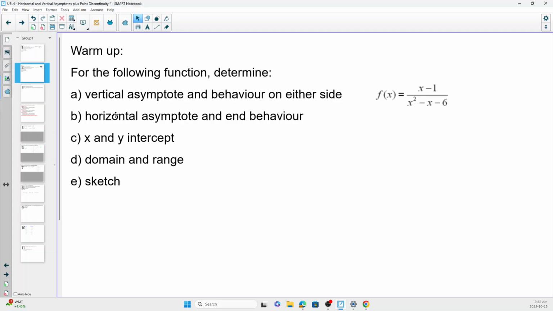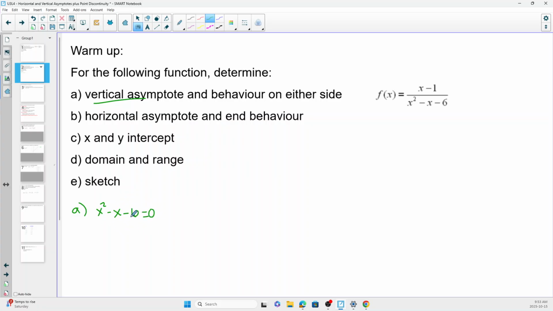So remember that vertical asymptotes still come from solutions of the denominator. We can never divide by 0. So the x values that are restricted, which will impact our domain, are the ones that would make the denominator equal 0. So right away, for vertical asymptotes, we would like to know what x values make x squared minus x minus 6 equal 0.